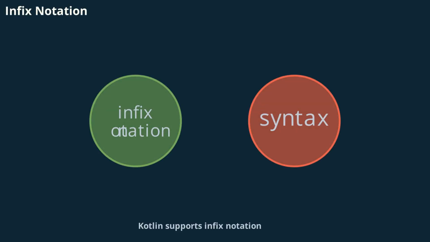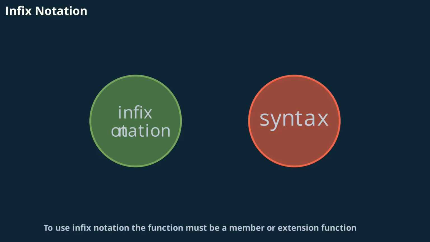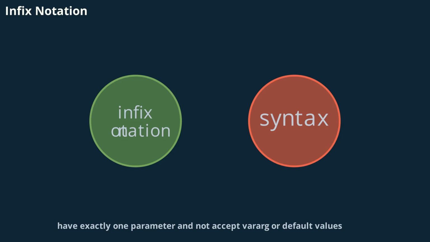Kotlin supports infix notation, allowing you to call certain functions without dots or parentheses. To use infix notation, the function must be a member or extension function, have exactly one parameter, and not accept vararg or default values. Infix notation makes your code read more like natural language, improving readability.